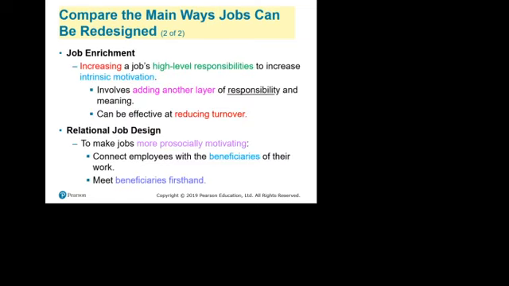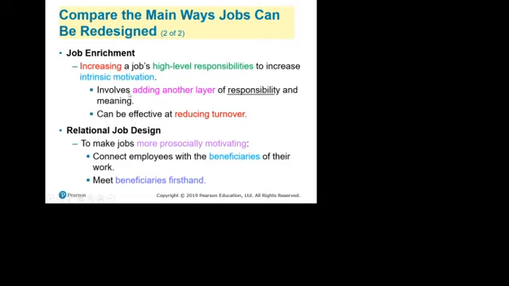Okay, another thing related to increasing challenging and stimulating jobs is job enrichment. It's actually referring to increasing a job's level of responsibility to increase intrinsic motivation. So job enrichment is giving more responsibility, higher level responsibility or higher level tasks, to the employees to increase their intrinsic motivation, because some employees really like challenging tasks. So job enrichment is giving more responsibility or more complex tasks and authority for employees to complete the task. So this involves adding another layer to their responsibility and meaning.